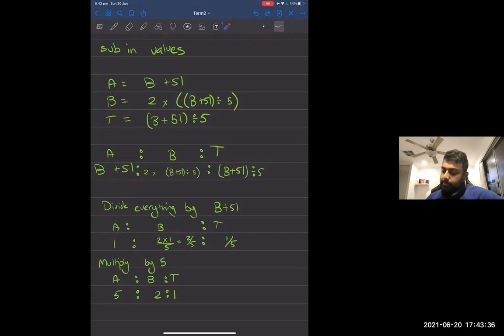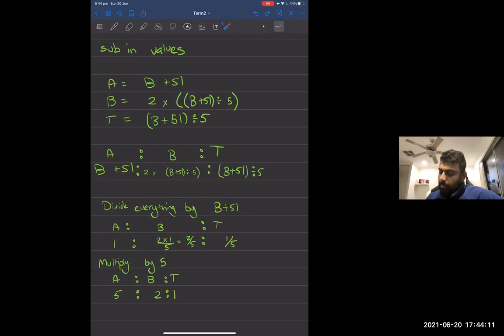Do you understand? Yes. Now here, B plus 51, if I divide that by B plus 51, what does it become, Ahmed? 1. Perfect. So I have the 1 here. Do you guys see that? So that's why it becomes 2 multiplied by 1 divided by 5, which is 2 over 5. And then, what's B plus 51 divided by B plus 51? 1. And that's why T becomes 1 over 5. Does everyone understand that?